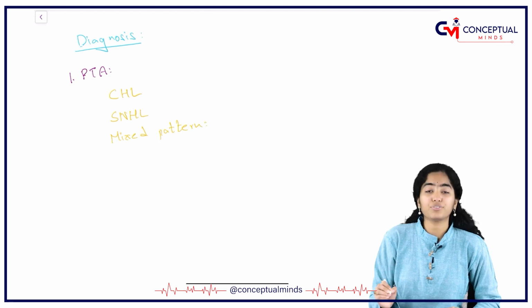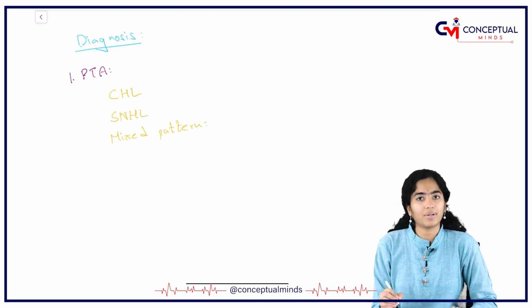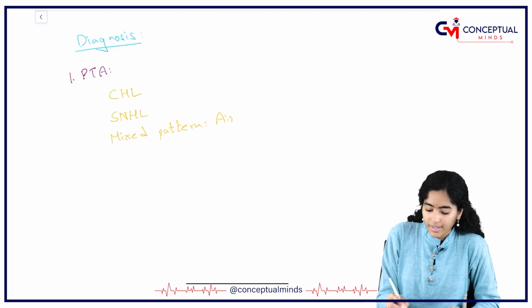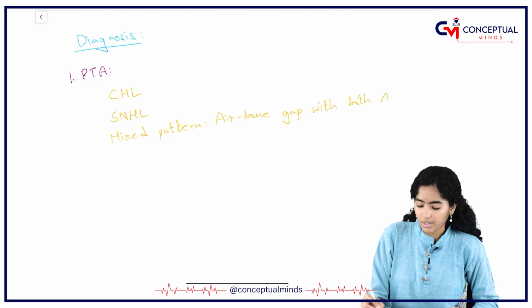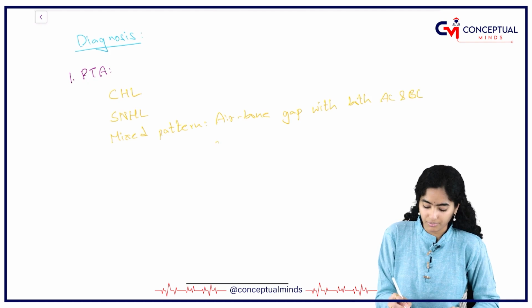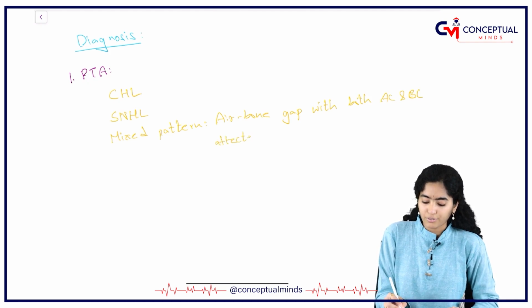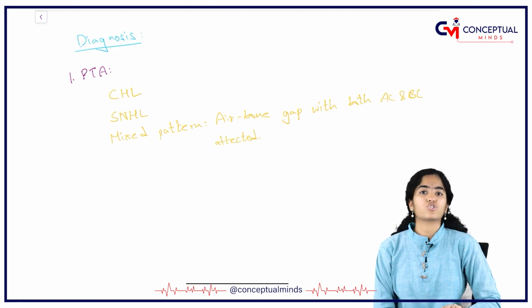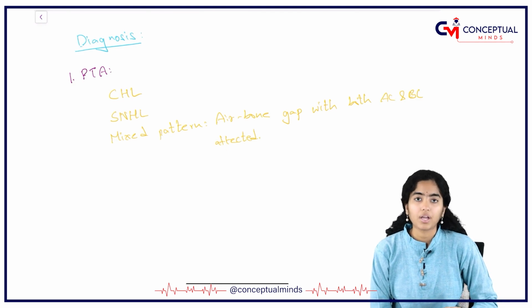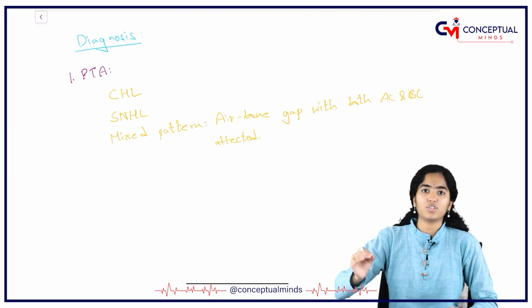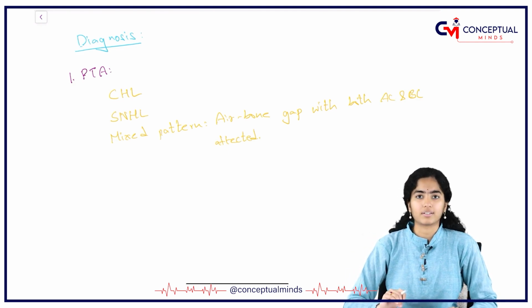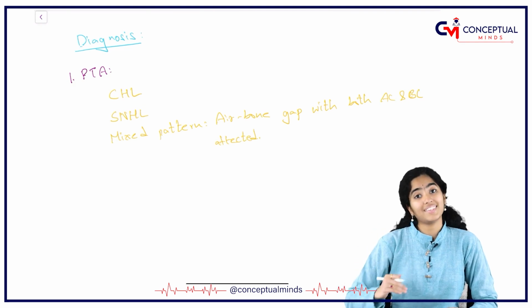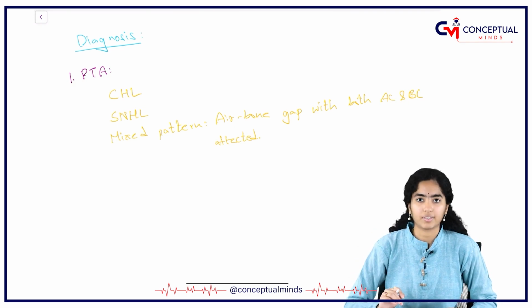And how do we identify mixed type of hearing loss on an audiometry? By seeing air-bone gap with both air conduction and bone conduction affected. If only air-bone gap is seen, it shows conductive type of hearing loss. If both the graphs are parallel to each other but are at a lower level, it shows bone conduction deficit. If both are at a lower level with some gap, it shows mixed pattern.